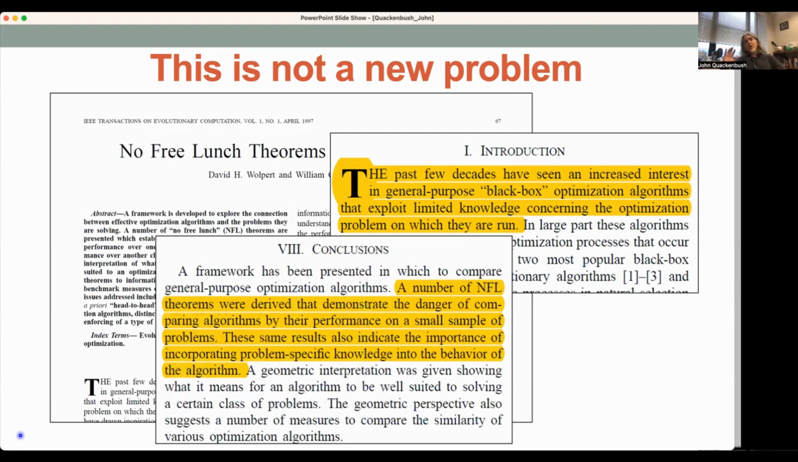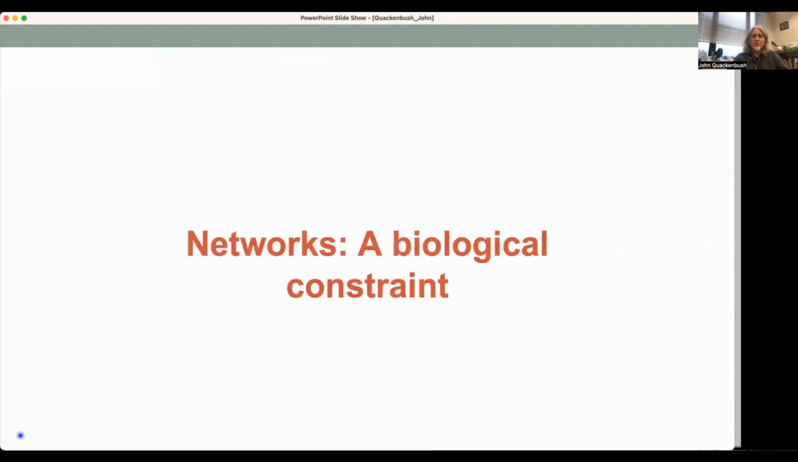In this paper, what they do is they go through a series of arguments and analyses. And what they show is that in these large-scale optimization problems, which is what machine learning really is, with realistic data sets in the amount of time we have and the compute power available, the best way to get arbitrarily close to a near optimal solution in finite time is to exploit knowledge about the system that we run, right? These same results also indicate the importance of incorporating problem-specific knowledge into the behavior of the algorithm. So this is something we should be in a position to do.